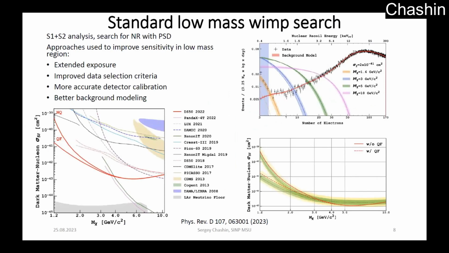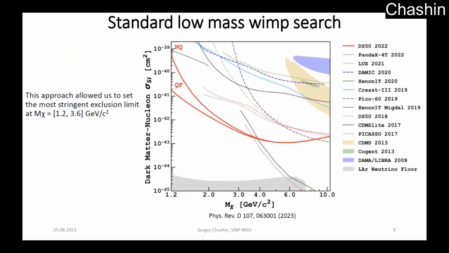So, for the standard low mass WIMP search, both S1 and S2 signals were taken into analysis. And the search was done for nuclear recoils with pulse shape discrimination. To improve sensitivity in this region, there was extended exposure, improved dot selection criteria, more accurate detector calibration, and better background modeling. And the general results can be seen here in red. As you can see, this approach allowed us to set the most stringent exclusion limit of all experiments in the mass range between 1.2 and 3.6 GeV.